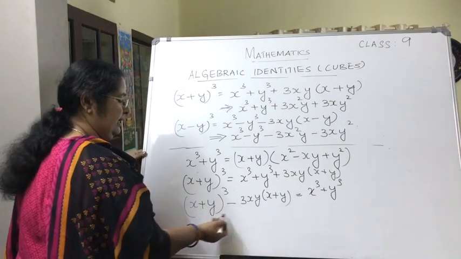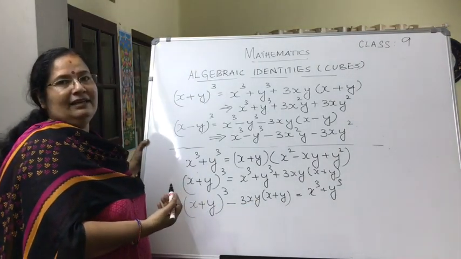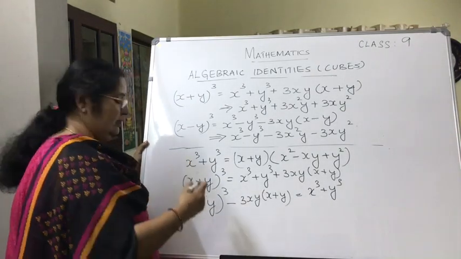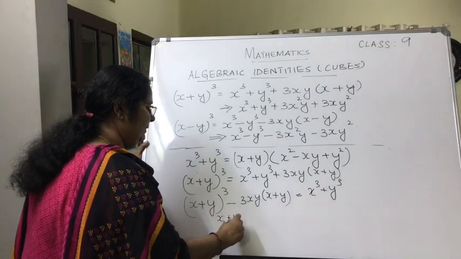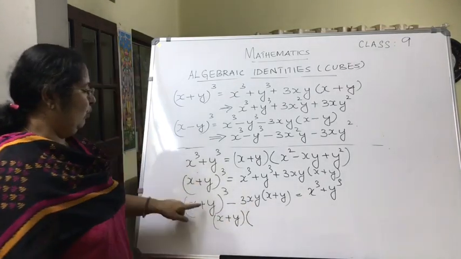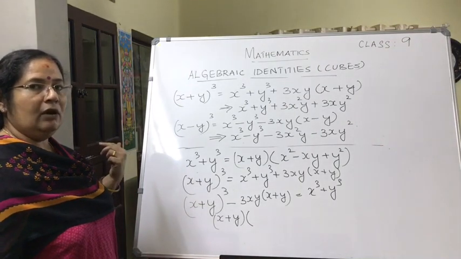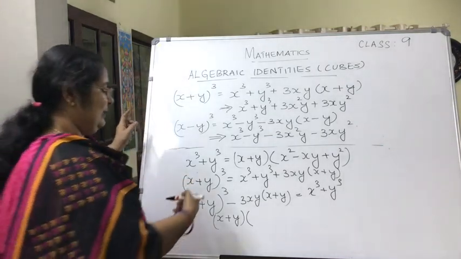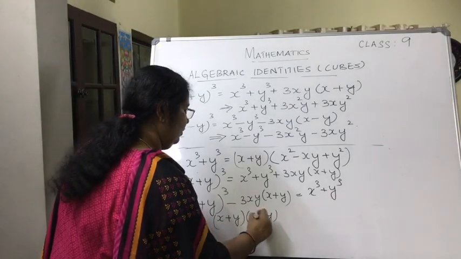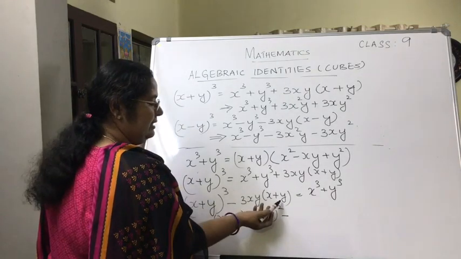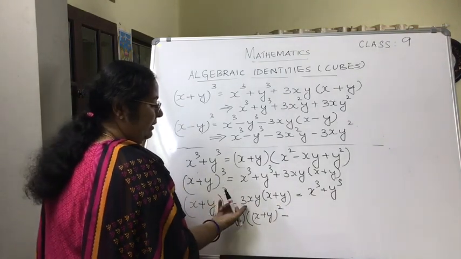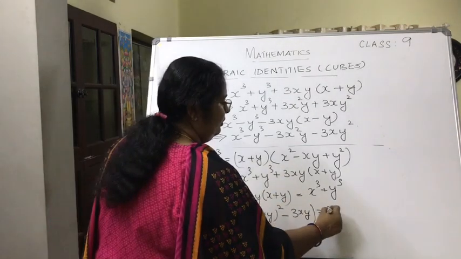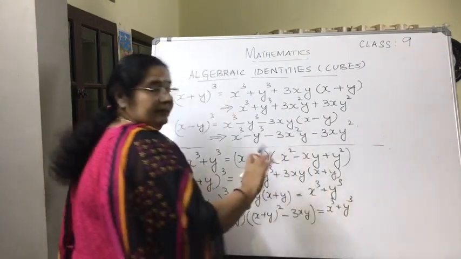Now look at the left hand side. You have got something common here. Which is common here? x plus y is common. So can we take it out? So you are going to take it out. x plus y into, what remains here when you take one x plus y out? It will be x plus y the whole square. So it is x plus y the whole square minus, you have taken this x plus y out, it's common, so what remains here? 3xy. This will be equal to x cube plus y cube, right hand side.